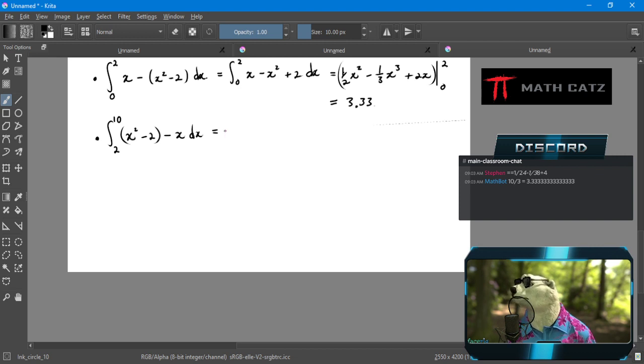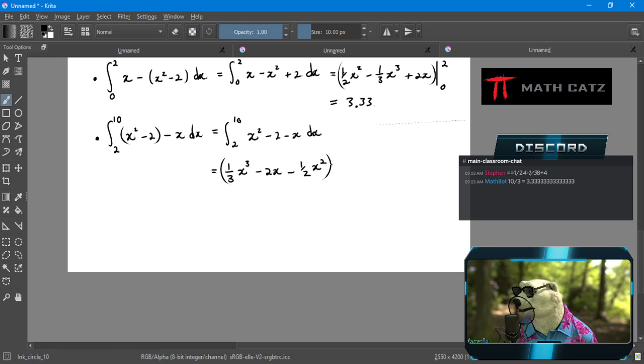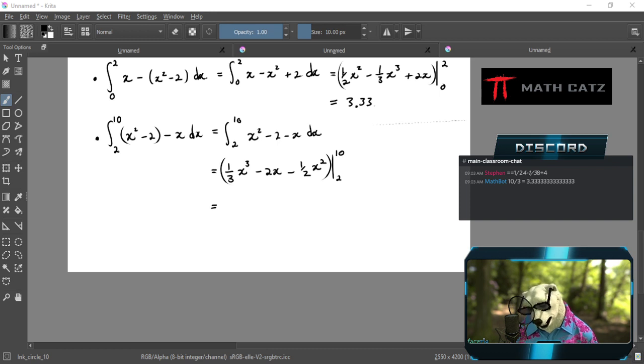Now for the second one here, I have the integral 2 to 10 of x squared minus 2 minus x. So let's go here, and let's say then 1/3 x cubed minus 2x minus a half x squared, and that has to be evaluated from 2 to 10. So I have to plug in a 10 minus plug in a 2. So let's do that. Now I can't very quickly use the top line because the exact way the function looks isn't the same. So I just have to calculate it from scratch to be safe.